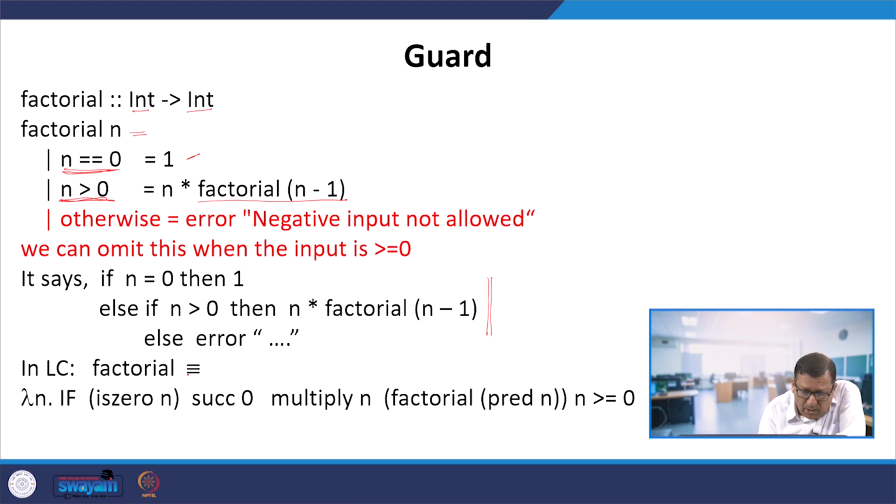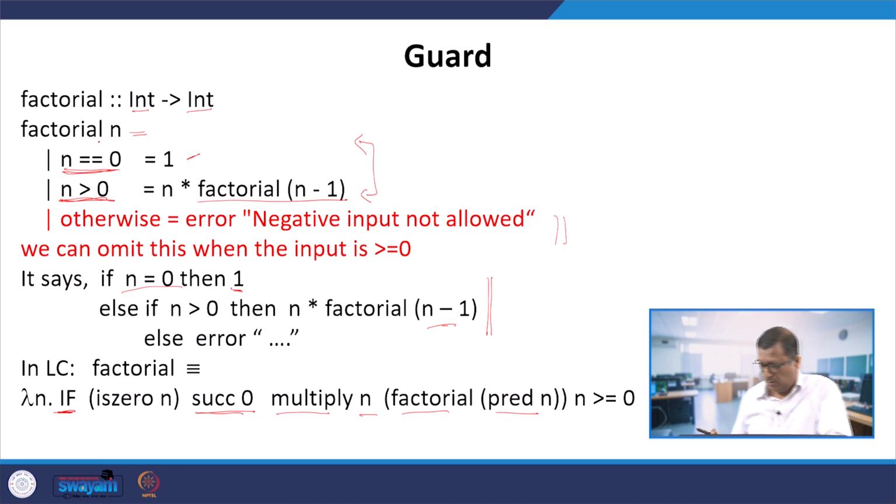Now in lambda calculus we have written this factorial in this way, if we know the if function: lambda n dot if is 0 n, and if n is 0, we are going to return 1. So this part we are doing successor of 0. Otherwise we are doing multiply n factorial of predecessor of n. Because it is a Church numeral, we are assuming the value of n is greater than or equal to 0, so we did not bother about the negative case. So here the Church representation is this, and you can see these two are more or less similar.